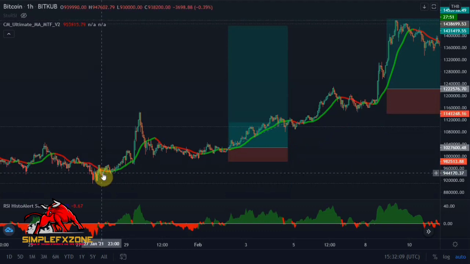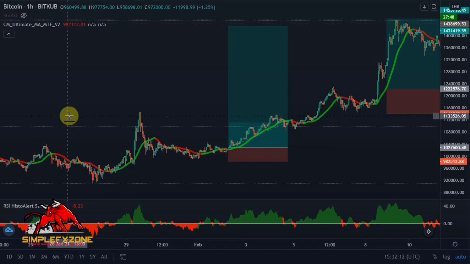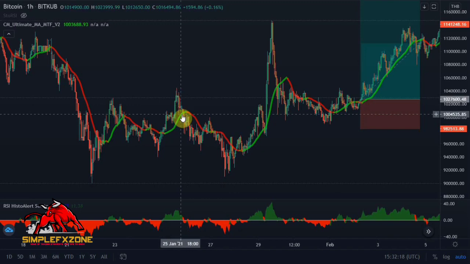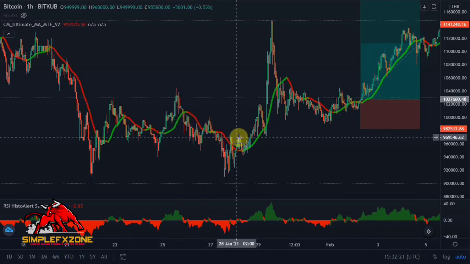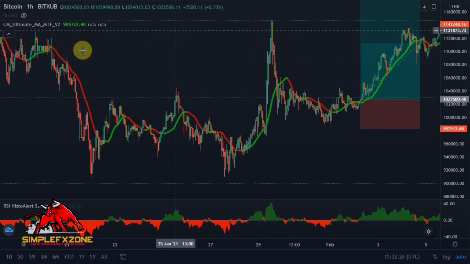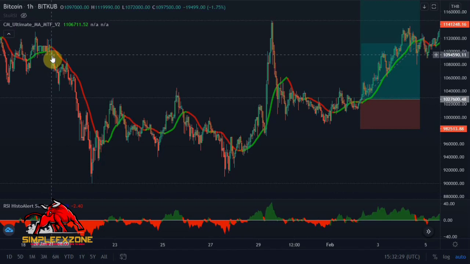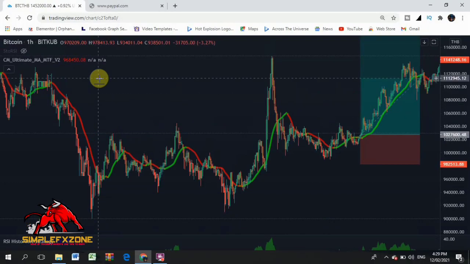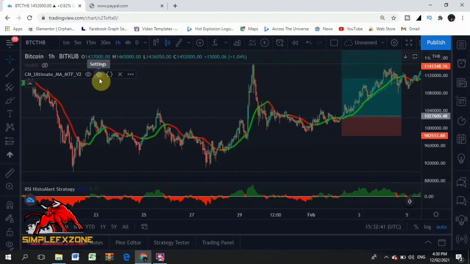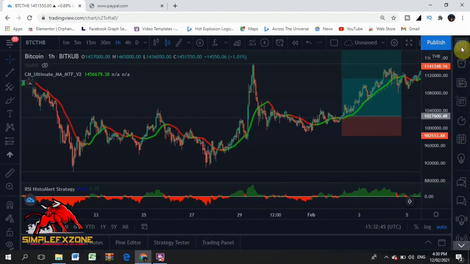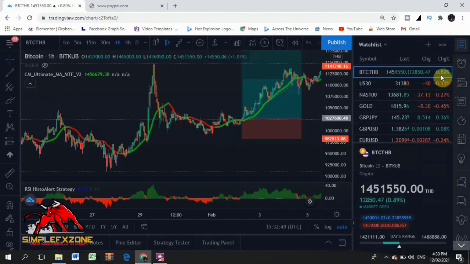So this is another example here. This is another example. This is another example here from here to here. This is an example from here up. This is another example. And then from here down. This is another example. So I've given enough examples on this pair. This is Bitcoin. So let's go to another pair just to show us that the strategy is not only working for Bitcoin.